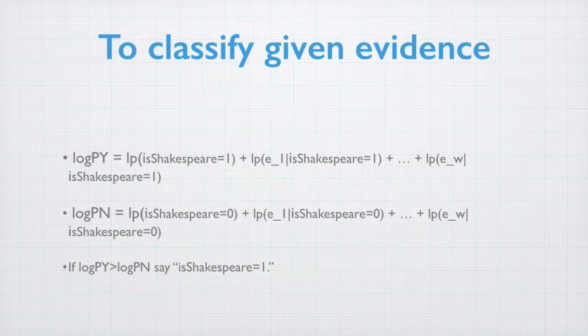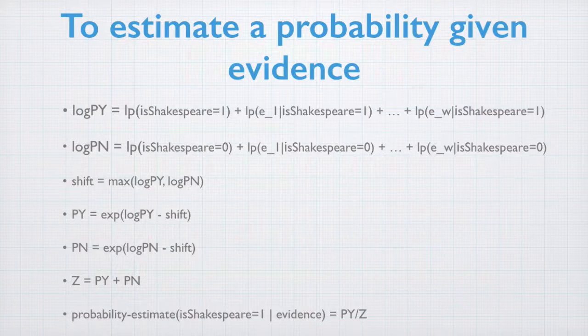If log py is greater than log pn, we say is Shakespeare 1. We classify the document into the class. This is enough to build a naive Bayes classifier. If we actually want the probability estimates from the classifier, we need to do a little more.